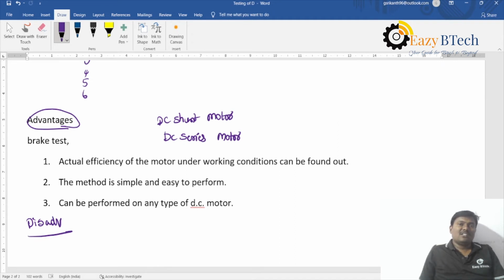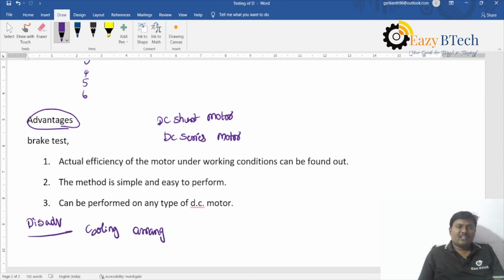For a DC series motor also, you can apply the disadvantages we have discussed for the direct method. Same, if you are applying a direct mechanical load to the motor, so much heat will be produced, and that is a major disadvantage, and the actual efficiency we won't get. That is a major disadvantage of the brake test.